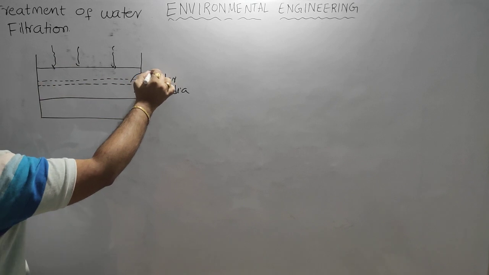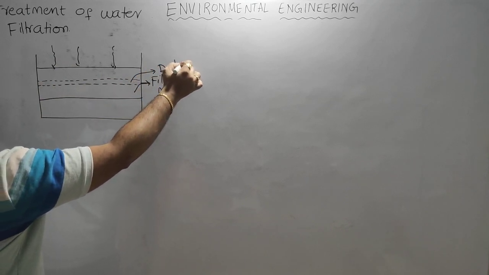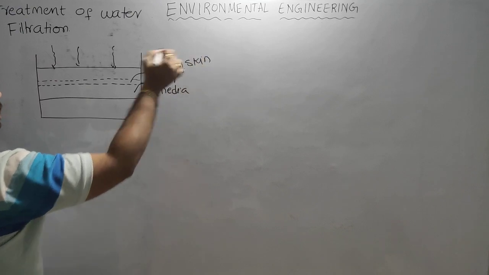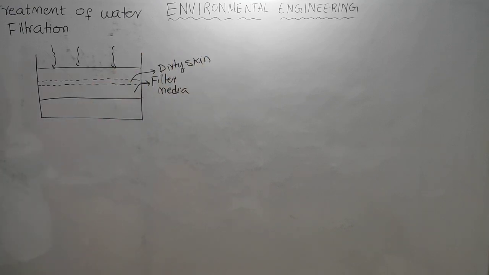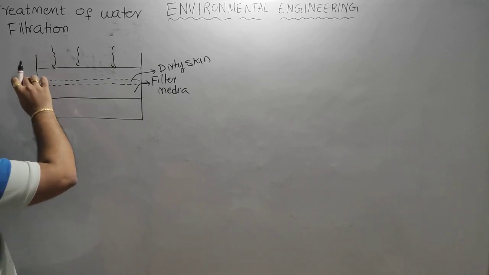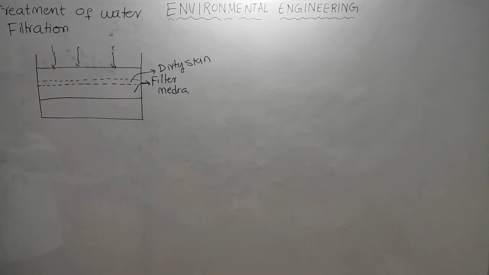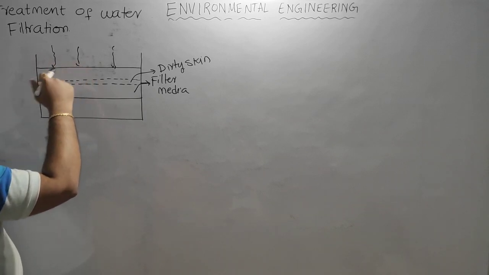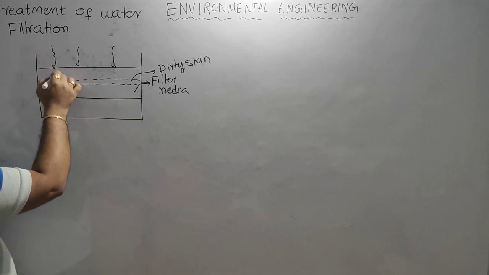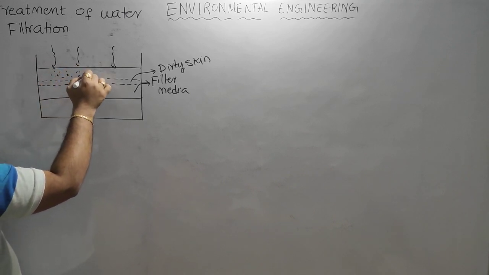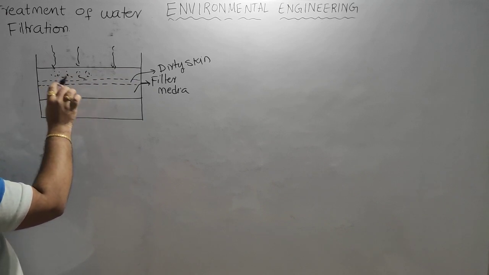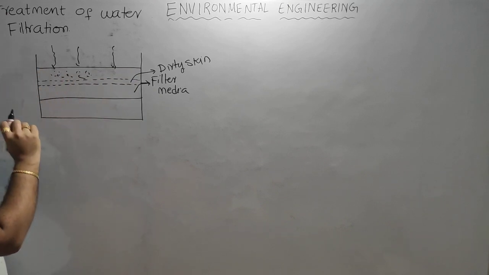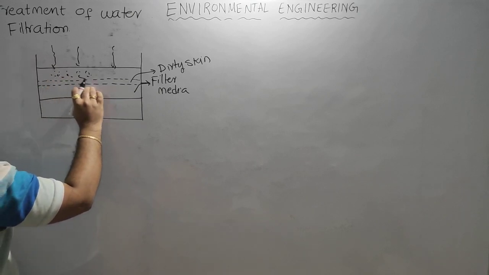So this is called what? Dirty skin. So this dirty skin will act like a filter. It is also acting like a filter and helps in effective removal of finer particles. Now once this layer is fully formed, then organic matter whatever present in the water will be trapped here only. But the bacteria which is already came from the food already present, so those bacteria only formed this dirty skin.